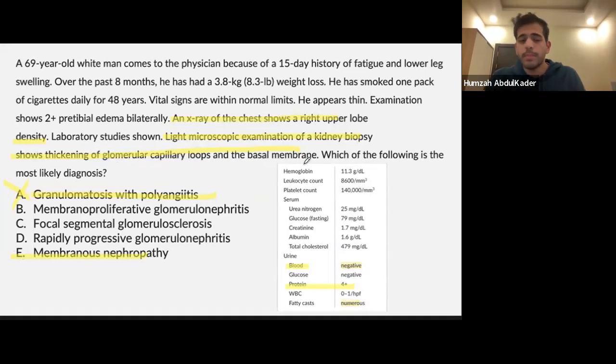But even if you don't know that, based on the description here, none of the other answer choices would have made sense. They would have to mention something about proliferation, or a specific segment, or crescents. Each thing has its own buzzwords, so that's what you want to look out for. Additionally, they might mention the spike and dome appearance, and if they do, that also points towards membranous nephropathy. These are all things they can put in the question that should lead you towards the right answer. I hope that was clear.